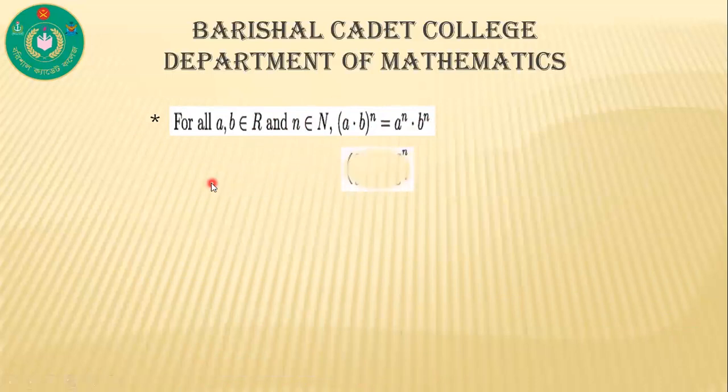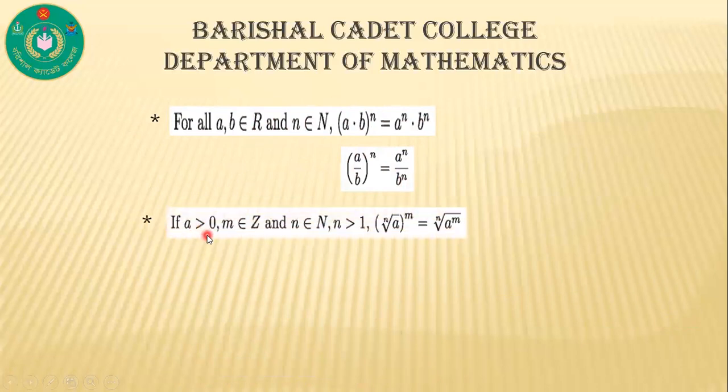Now another formula: a by b to the power n is equal to a to the power n by b to the power n. If a is greater than 0 and m belongs to Z and n belongs to N, n greater than or equal to 1, then we can write a to the power m by n is equal to the nth root of a to the power m.